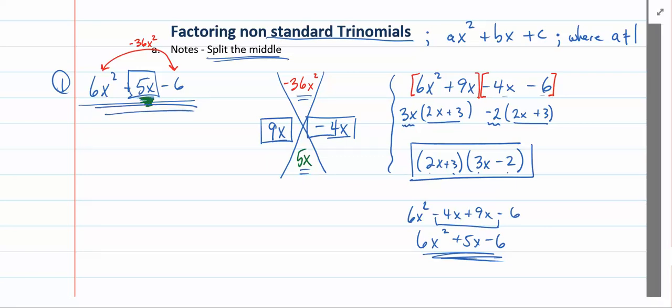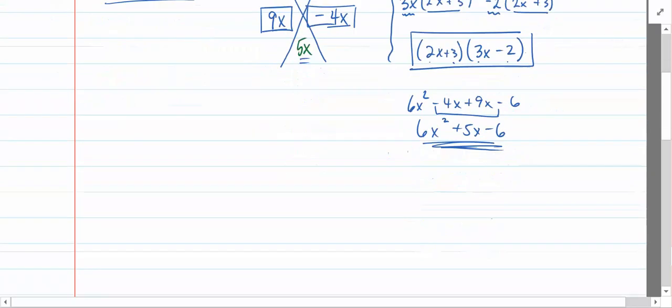Again, this is split the middle. We're splitting that middle term by using this x method to show our work. Let me write down another example for us to practice here.